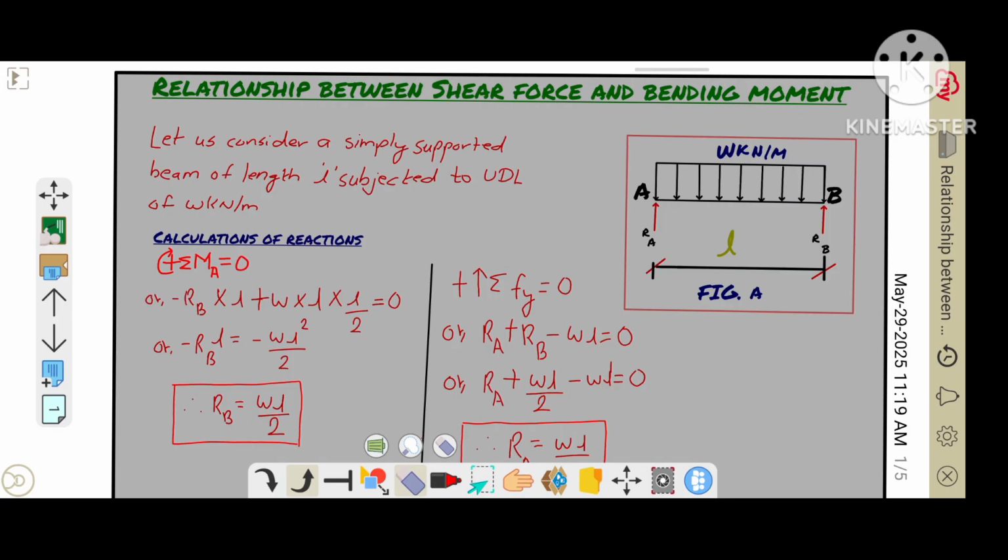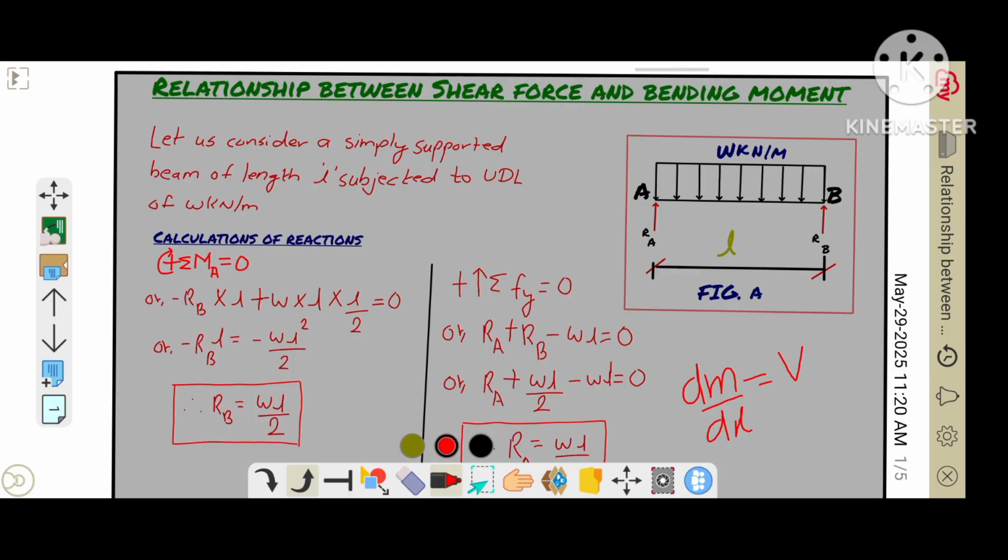This lecture is about the relationship between shear force and bending moment. I guess all of us know the popular relation: the rate of change of bending moment is equal to shear force. That is, the first derivative of bending moment is equal to shear force. Today I am going to cover how this relation holds true, showing its mathematical derivation.